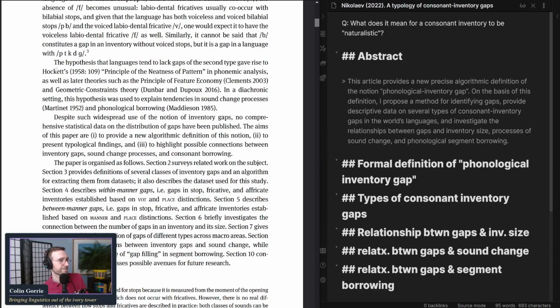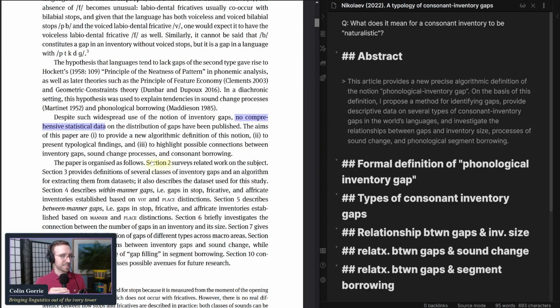So then that's the sort of basis of this paper, or not of this paper in particular, but of the whole question of consonant inventory gaps. And we have some discussion of previous attempts to answer this question. And the motivator for this paper is that people have been speculating about this for a long time, but we don't have comprehensive statistical data.